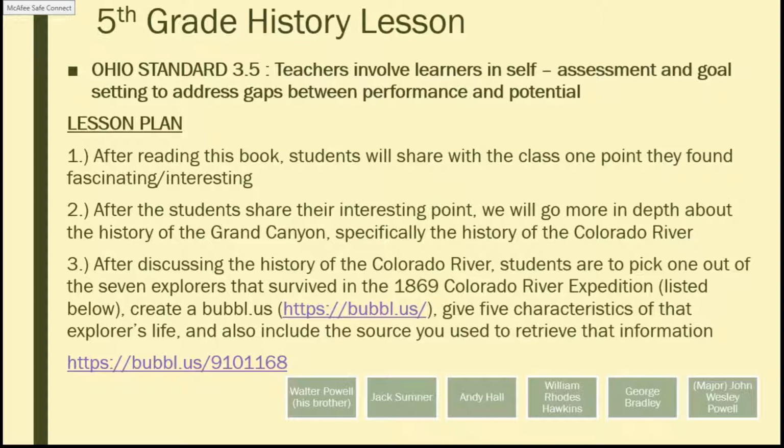And then after discussing the history of the Colorado River, students are to pick one of the 7 explorers that survived in the 1869 Colorado River expedition. So we can see at the bottom in these boxes, these are all 7 of the explorers that survived. And so we would create a bubbl.us and give 5 characteristics of that explorer's life, and also include the source we use to retrieve that information.